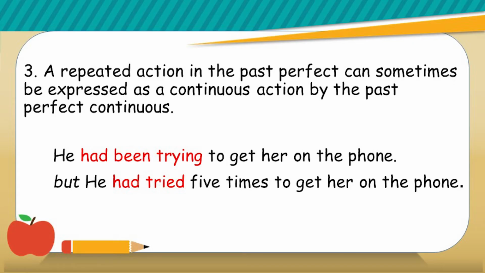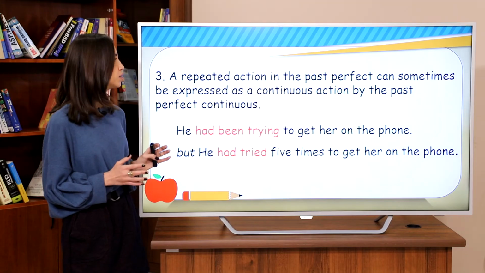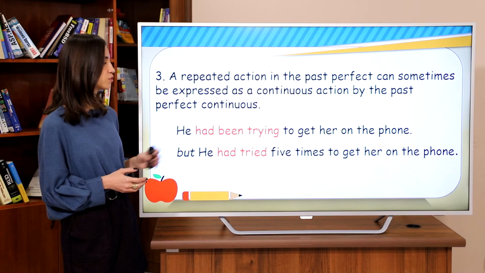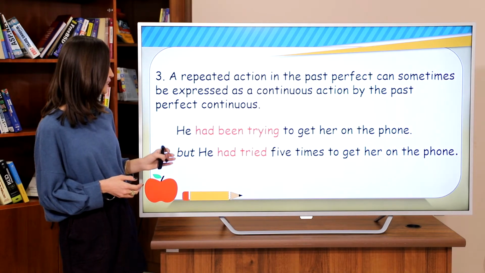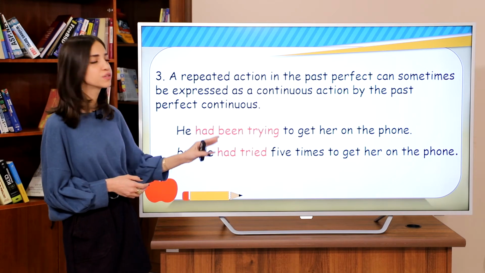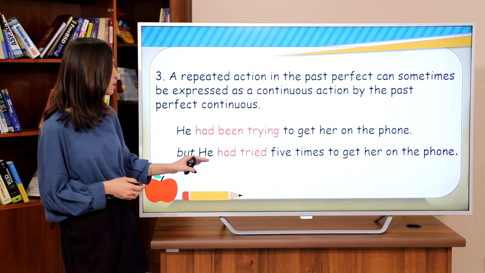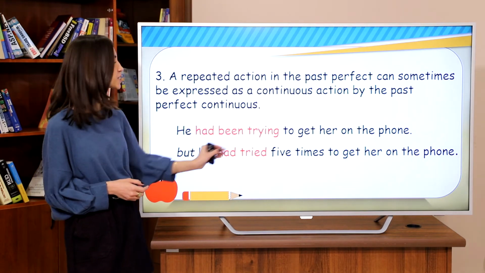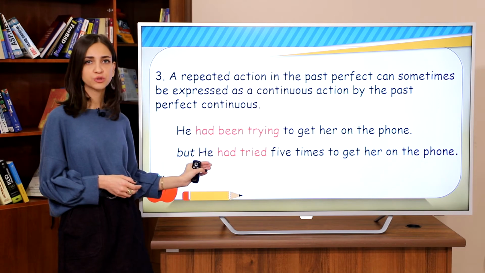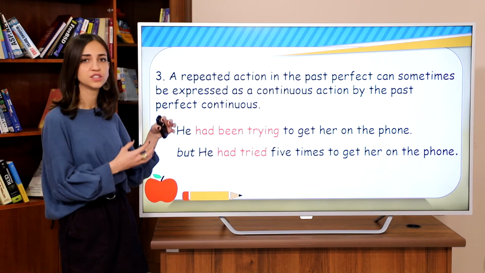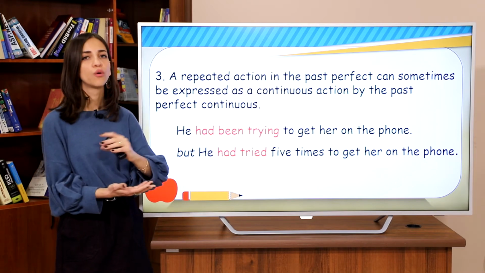So, a repeated action in the past perfect can sometimes be expressed as a continuous action by the past perfect continuous. For example, we had been trying to get her on the phone, but he had tried 5 times to get her on the phone. Let's look at these examples. Here, what do we mention? He had tried how many times? 5 times. That's why we are using past perfect. In this case, we are just showing that the action is going on at the time.